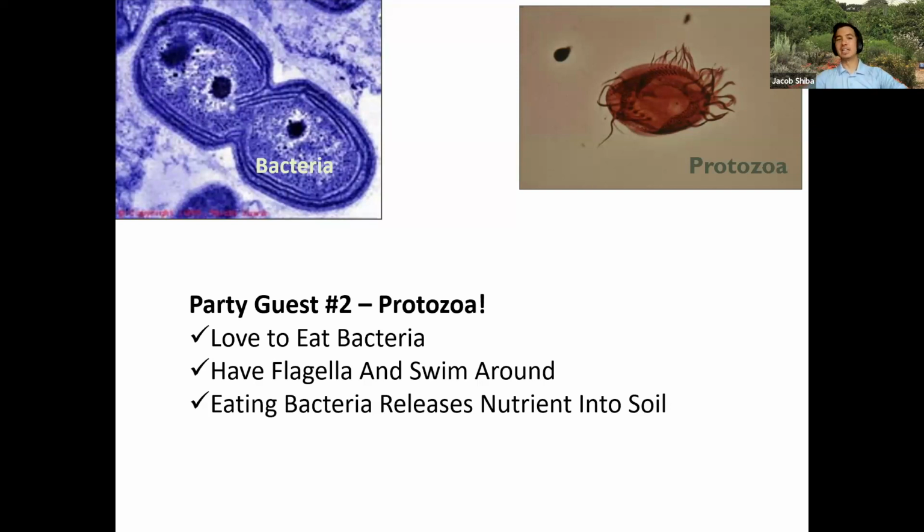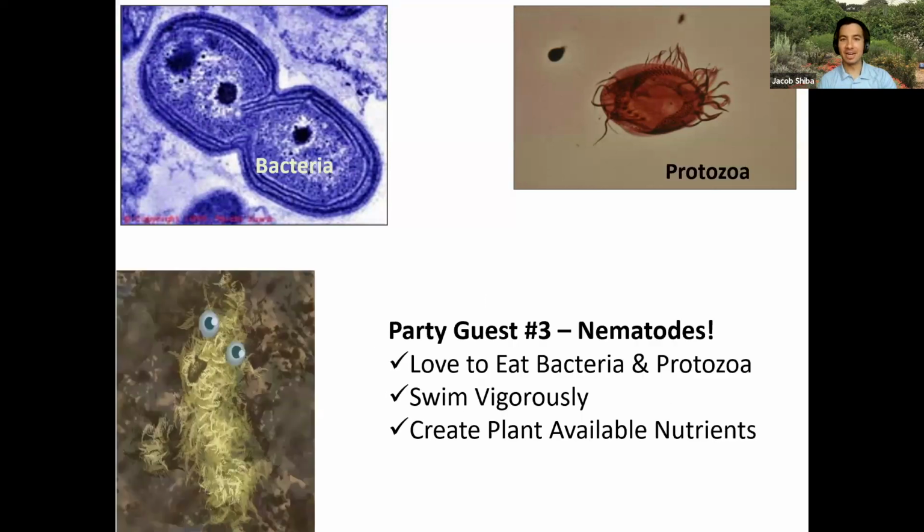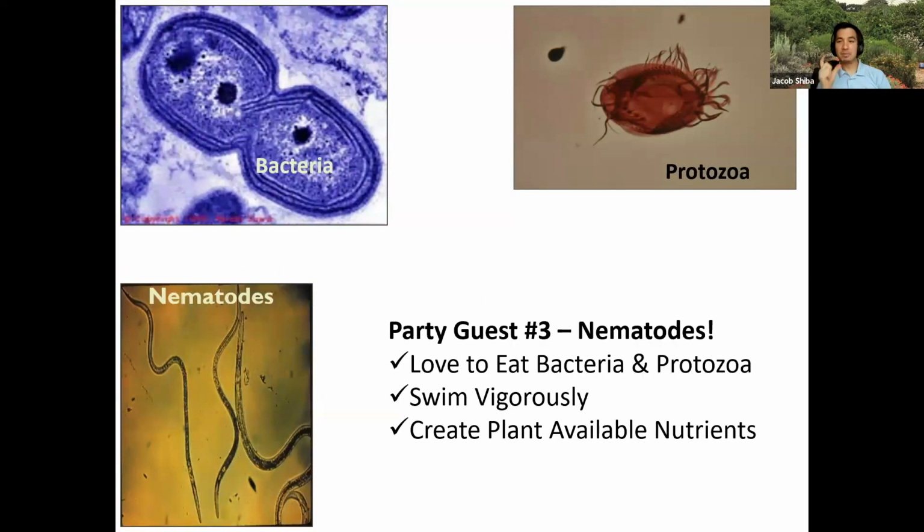We've got this landscape now where we've got a population of beneficial bacteria and protozoa that are starting to thrive. Well, this then encourages our next guest to arrive, and that's going to be our nematodes. So nematodes, most of them are beneficial. There can be some that are detrimental, but most are beneficial. They love to eat bacteria and protozoa, and they swim vigorously through the landscape in doing so.